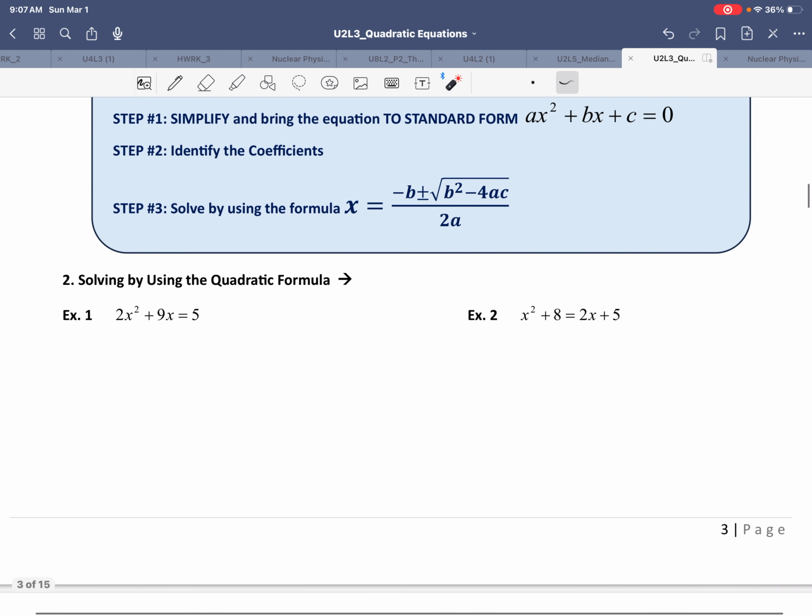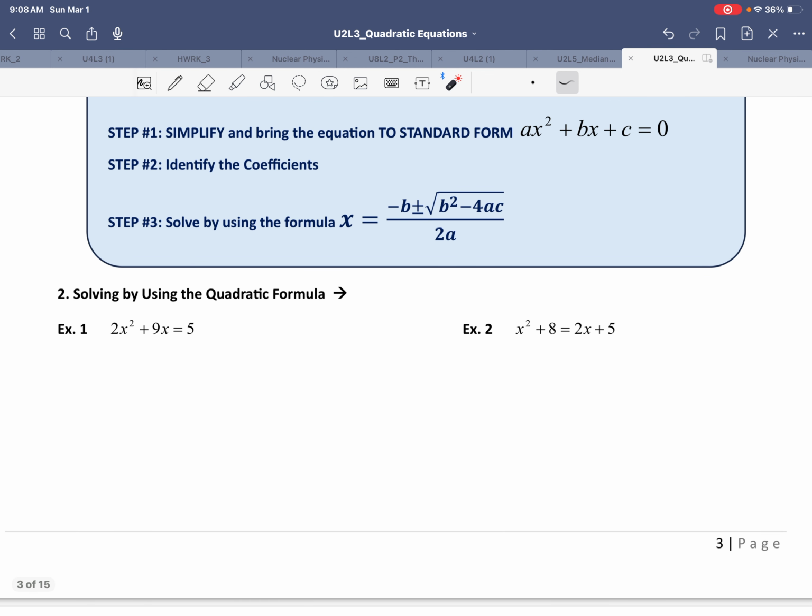So how do we solve by using the quadratic formula? Step number 1, we want to make sure that the equation is in standard form, which means that all terms are on the left, just 0 on the right, and all terms listed from highest to lowest degree. Makes it easy for us to identify the coefficients. Now, as you can see here, we have the coefficients a equals 2, b equals positive 9, and c equals negative 5. So we are going to substitute them into the formula very quickly.